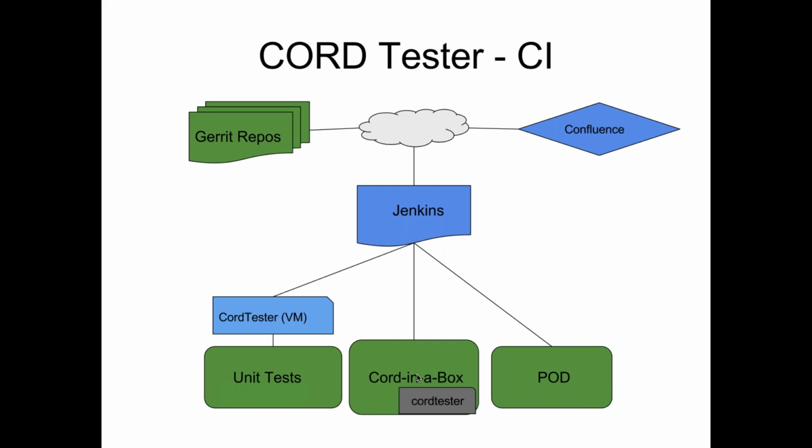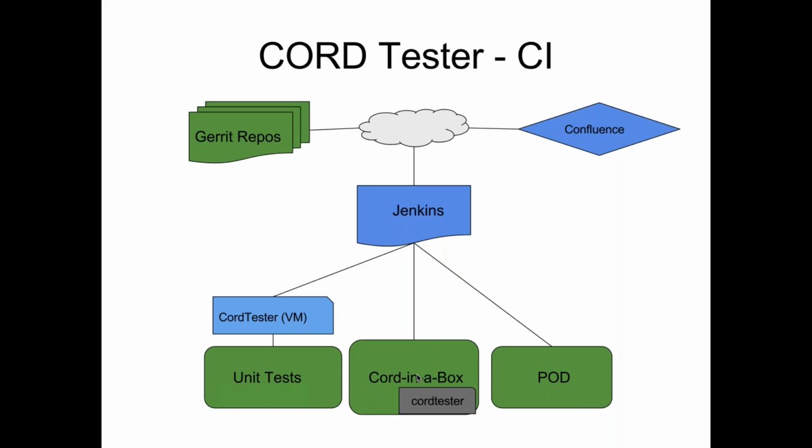So this code tester runs on another server, or is it in one of the VMs in CORD-in-a-Box? Right now, we are doing it on the prod VM, on the compute node. So that's the ideal way. Otherwise, we are not able to connect to the ONOS instances. Okay, fine.